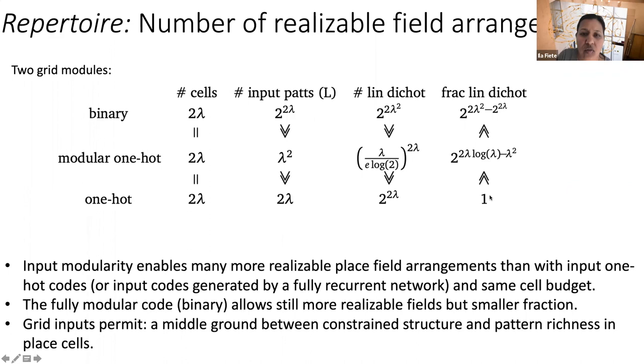So basically the bottom line here is that the grid cell inputs permit a very large number of place field arrangements that are realizable, but those field arrangements are also quite a special subset of all potential field arrangements. And so that suggests that what can be realized in place cells, the field arrangements they can exhibit, is a very, very special subset of arbitrary field arrangements. And so we should be able to see the structure that's imposed by the grid cell inputs.